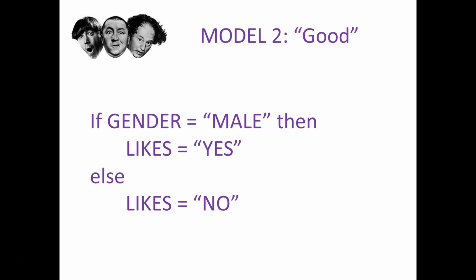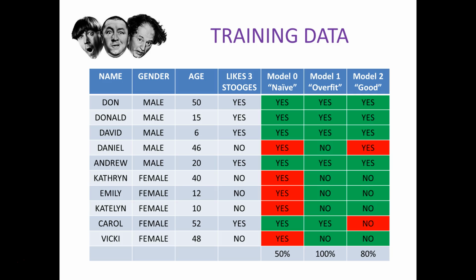So if we did this, let's test our model on our training data set. So here we have all of our data, and if I have the naive model, everybody likes the Three Stooges, I'm going to be right here, here, here, here, and here. 50% of the time, I'm right. Of course, I'm wrong in these cases, but that's the model. Now, here's my overfit model where I say if your name is Don, Donald, David, Andrew, or Carol, you like the Three Stooges. Otherwise, you don't. And I get 100% accuracy on that model.